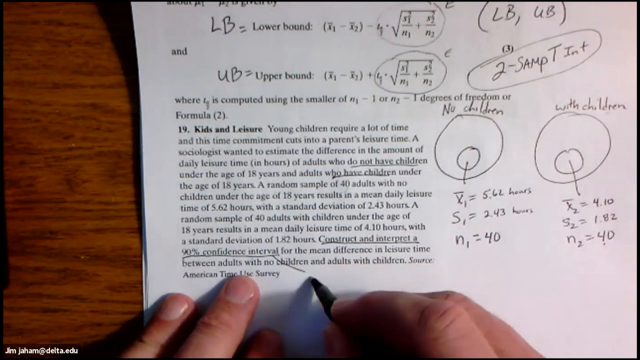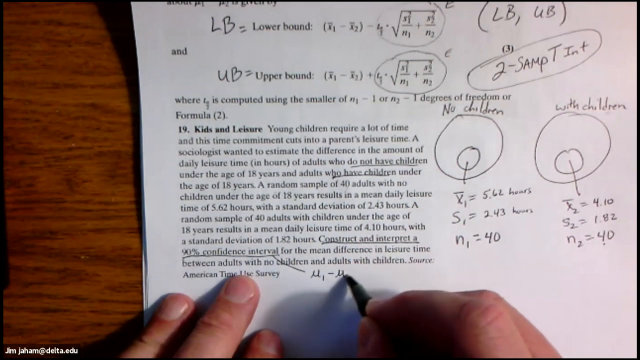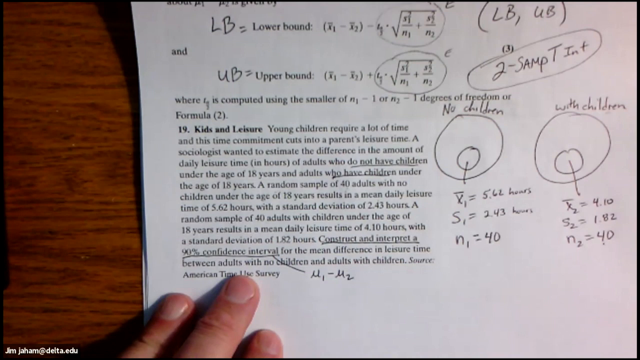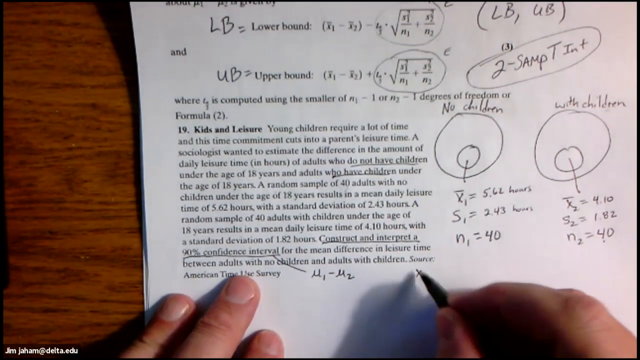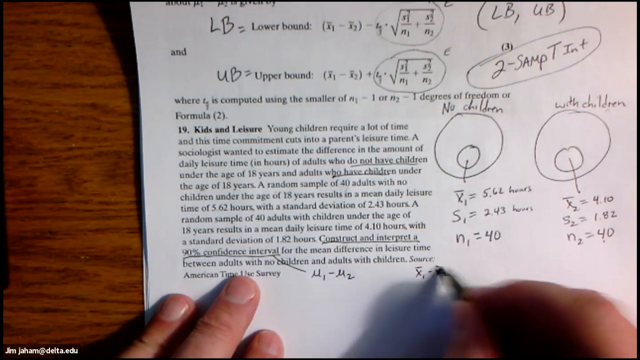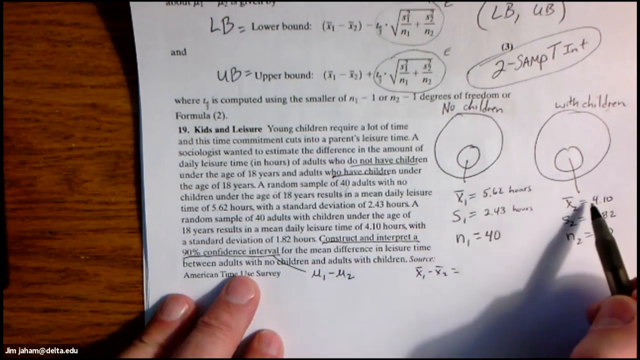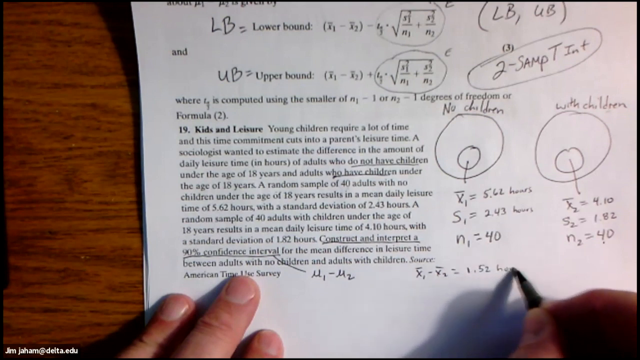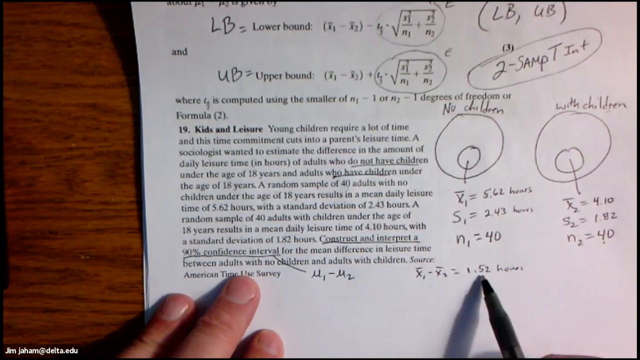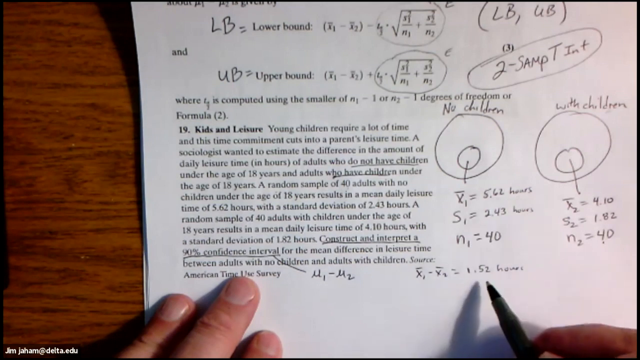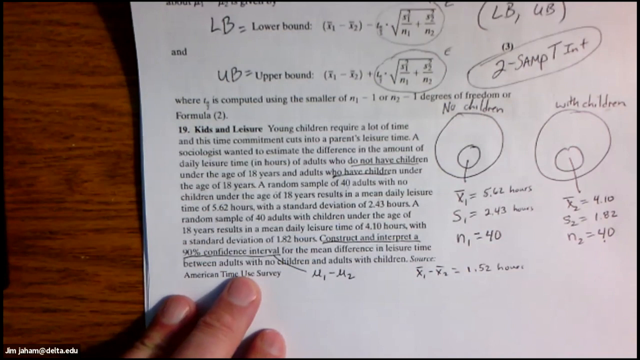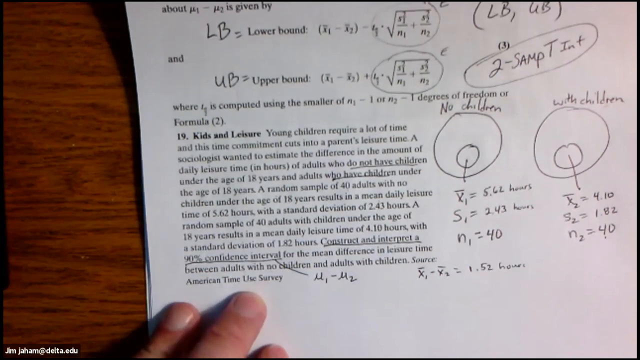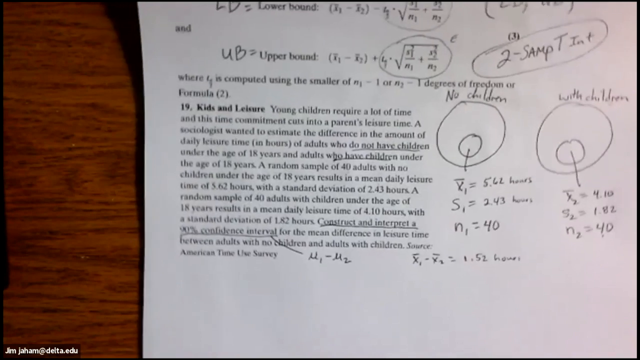So mu1 minus mu2, we're going to estimate. What we could do to estimate is just to subtract this number minus this number, and we would get 1.52 hours. So it appears that the difference is not zero. It appears that someone who does not have children has about 1.5 more hours of leisure time than those with children. All right, I think we've got everything that we need.